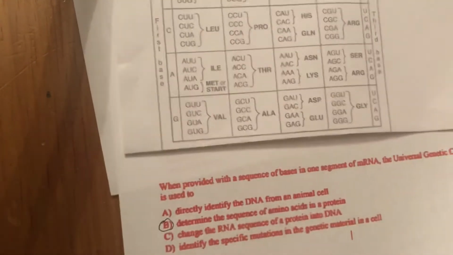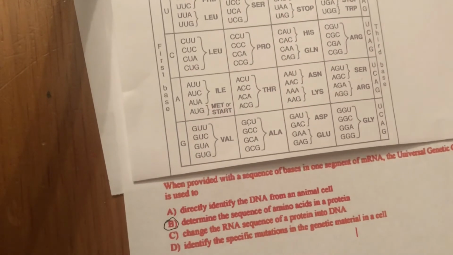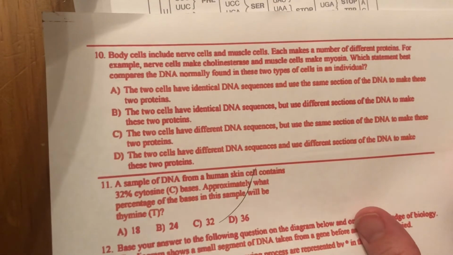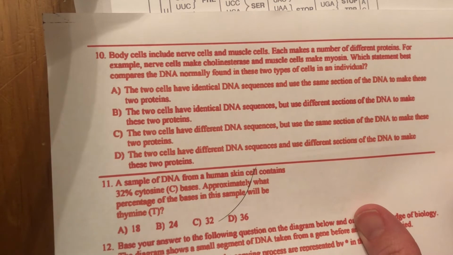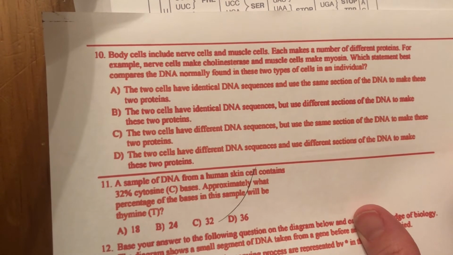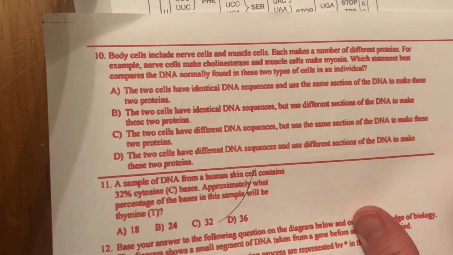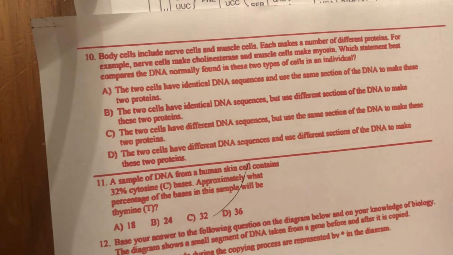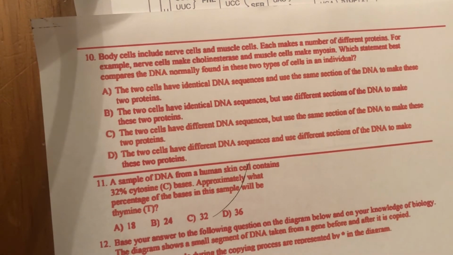Let's go to number 10. Body cells include nerve cells and muscle cells. Each makes a number of different proteins. For example, nerve cells make cholinesterase and muscle cells make myosin. Which statement best compares the DNA normally found in these two types of cells? Okay, so one cell makes one protein and a different cell makes a different protein.